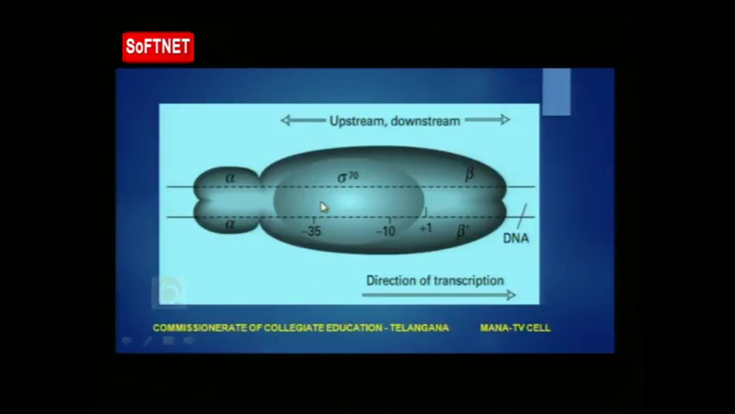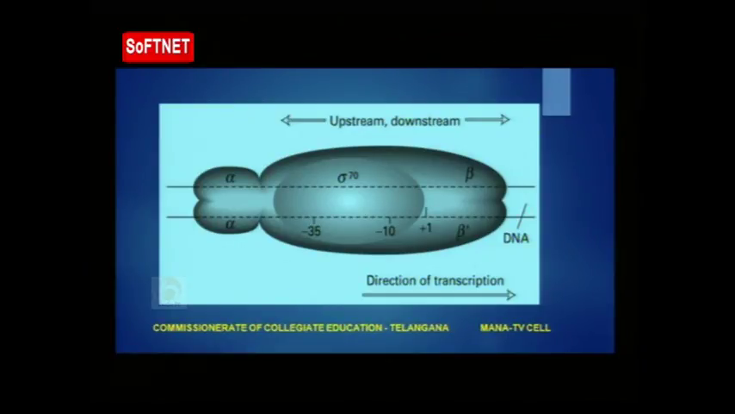This RNA polymerase exists as a core enzyme and a holo enzyme. The core enzyme is nothing but the RNA polymerase with 4 subunits: 2 alpha subunits, beta and beta prime. This is called the core RNA polymerase enzyme. And if this core RNA polymerase enzyme binds with the sigma subunit, then this enzyme is called the holo enzyme. The holo enzyme of RNA polymerase can only initiate the process of transcription.